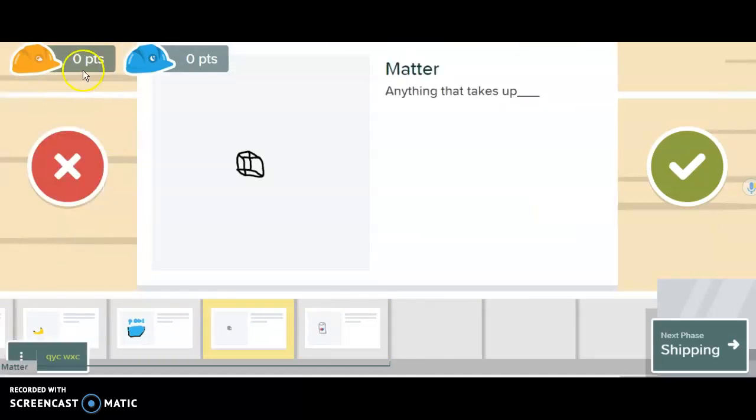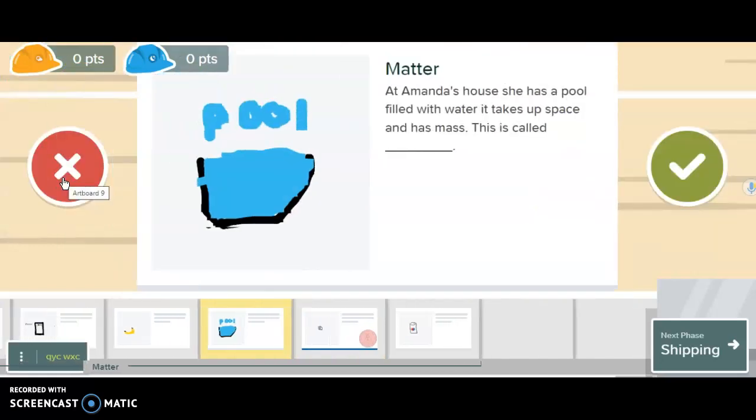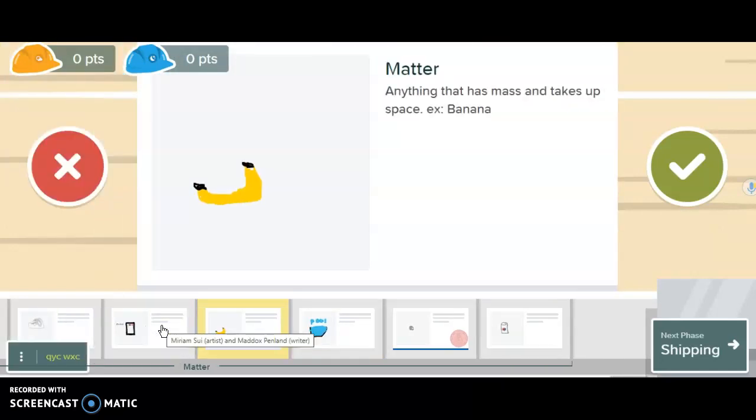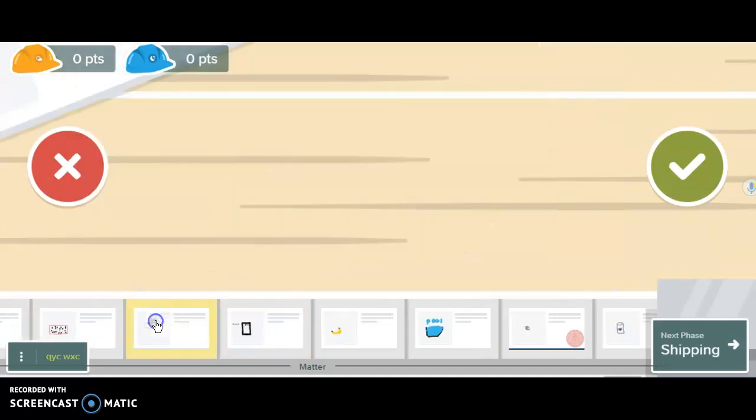Anything that takes up, I'm not going to take that one because you did not get the whole definition in there. In Amanda's house, she has a pool filled with water. It takes up space and has mass. This is called, I can understand that one. Anything that has mass that takes up space, an example, a banana. Well, that's not wrong. A phone is an example of something that has mass and takes up space.